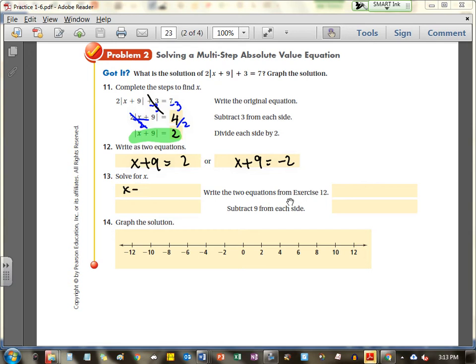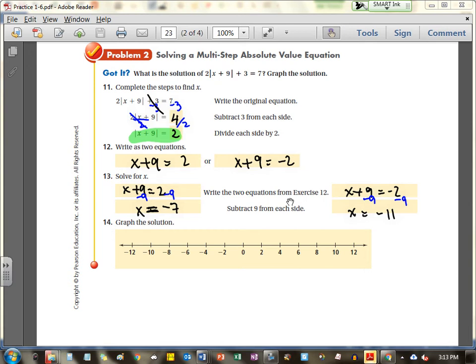So if we have x plus 9 is 2, and we subtract 9 from both sides, we end up with x is -7. What's that negative? 2 minus 9 is -7. And the other one was x plus 9 equals -2. And again, we subtract 9. But be careful, this is x equals -11.